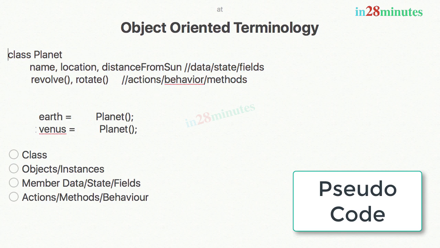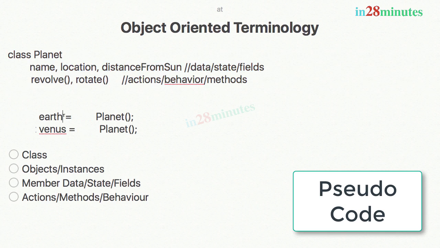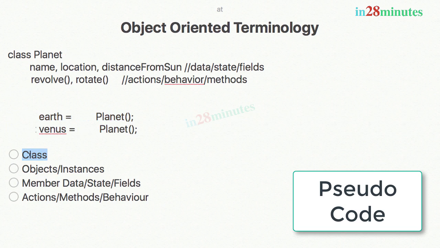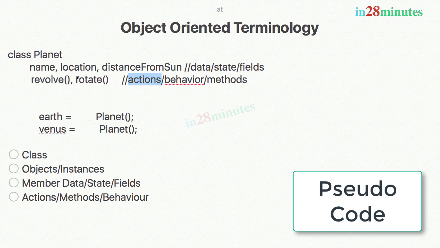This does not really follow the Java syntax. I just created a simple template kind of thing to represent a class, and I'm creating two instances of the class in here. What is a class? A class is nothing but a template. A class can define what are the data that an object can have and what are the actions that can be performed on an object.